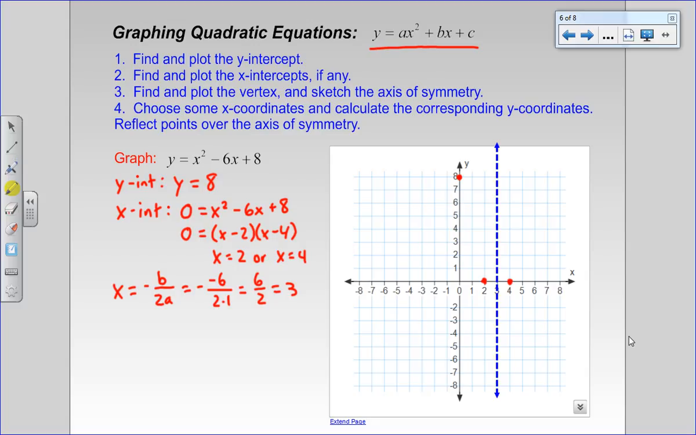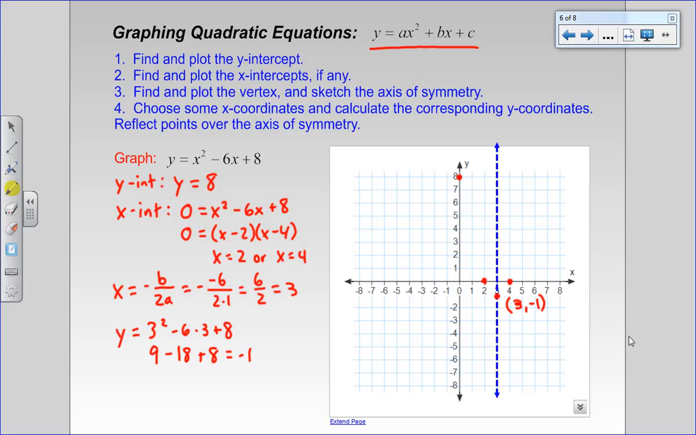Now, since the vertex lies on the axis of symmetry, we already know that its x-coordinate is 3. To find its y-coordinate, we can simply substitute 3 into the equation. So we have y equals 3 squared minus 6 times 3 plus 8, or 9 minus 18 plus 8. And since negative 9 plus 8 is negative 1, we see that the coordinates of the vertex are (3, -1). So let's plot that point on our graph as well.